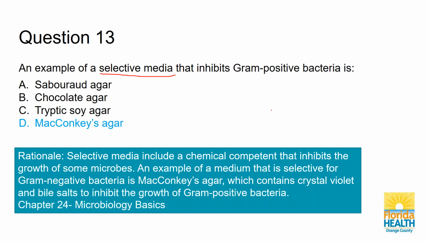Selective media include a chemical component that inhibits the growth of some microbes. An example of a medium that is selective for gram-negative bacteria is MacConkey's agar, which contains crystal violet and bile salts to inhibit the growth of gram-positive bacteria. Don't tell me I didn't tell you this. I did tell you this. We went over it when we looked at chapter 24.